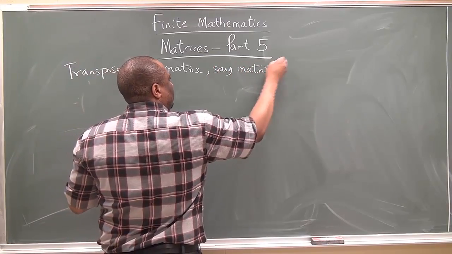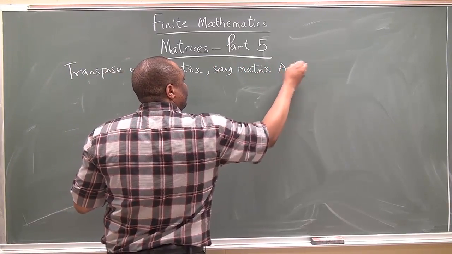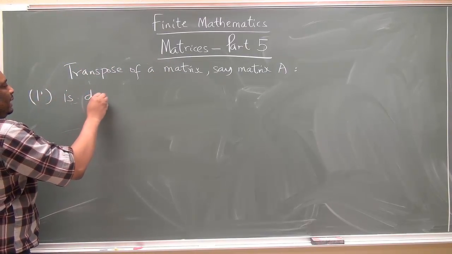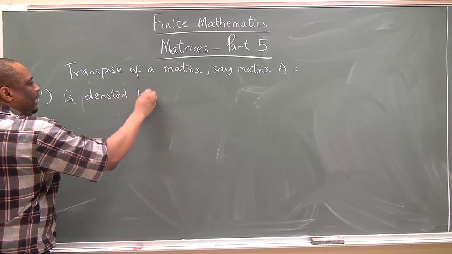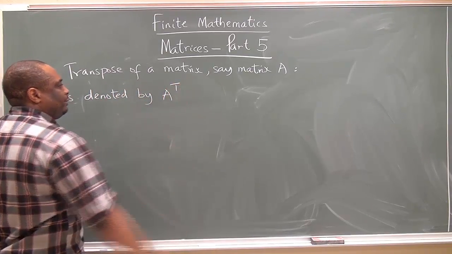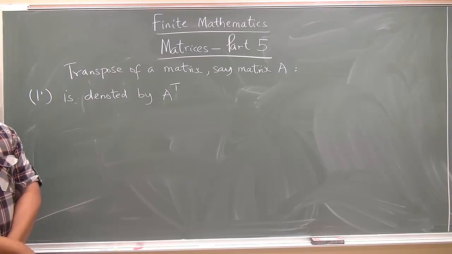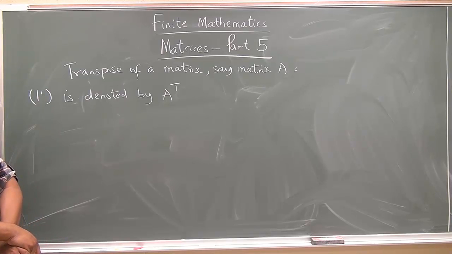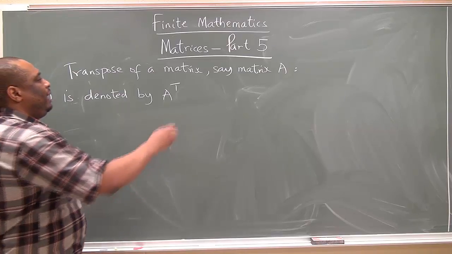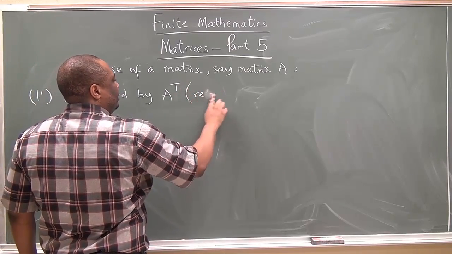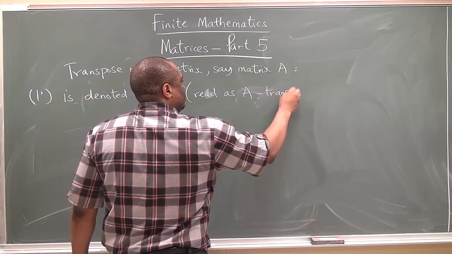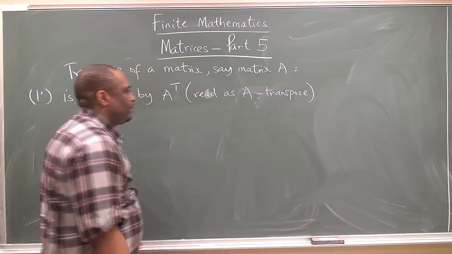Say matrix A. Number one, it is denoted by A superscript T, or A exponent uppercase T, and is read as A transpose, or you can just say transpose of A.